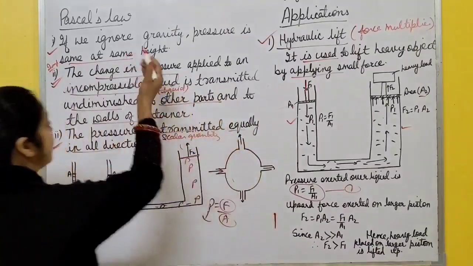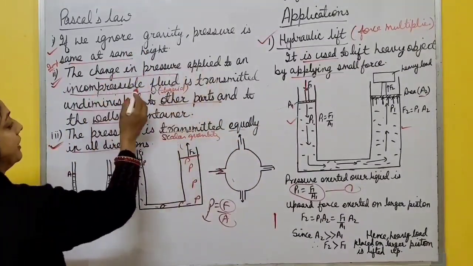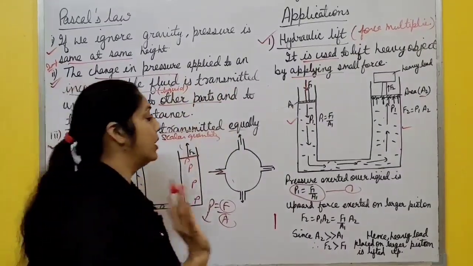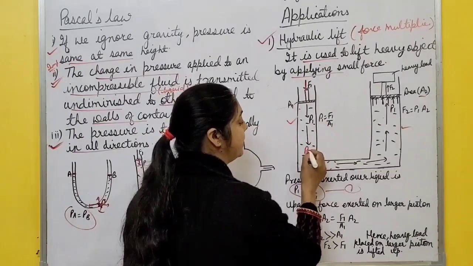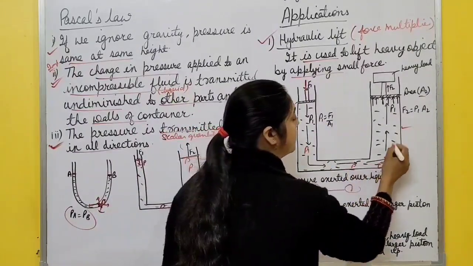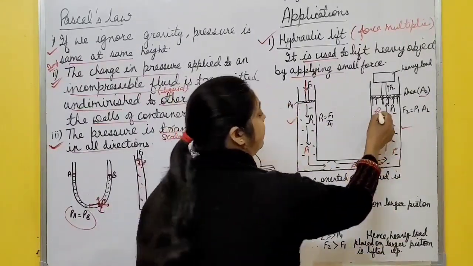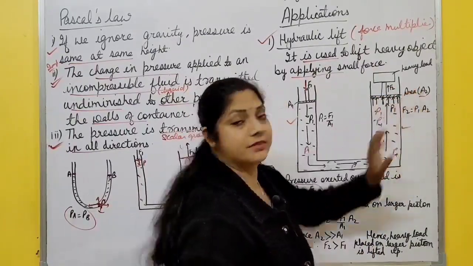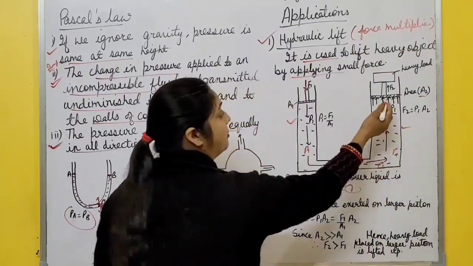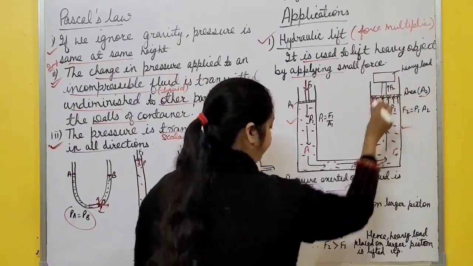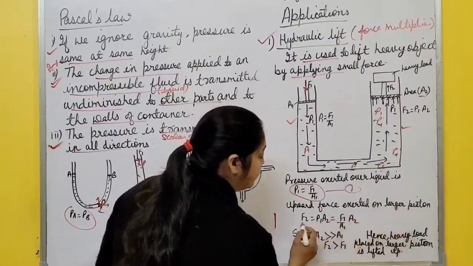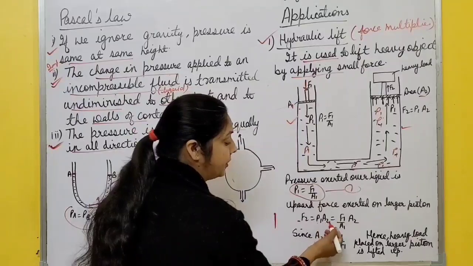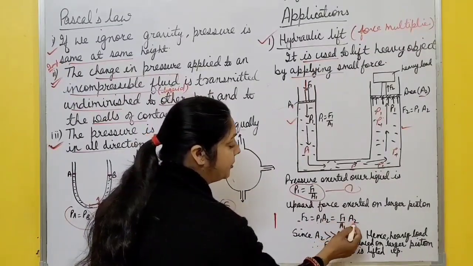Now according to Pascal's law, this change in pressure applied to an incompressible liquid is transmitted undiminished to other parts and to the walls of the container. It means this pressure P1 is transmitted to the other end also. Here cross-sectional area is very large, A2. So how much force does it exert over this piston? Upward force exerted on the large piston is F2, and it is equal to pressure into area. Pressure is P1, so P1 into A2, which is F1 by A1 into A2.